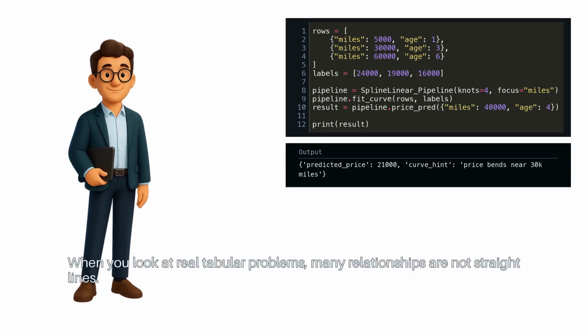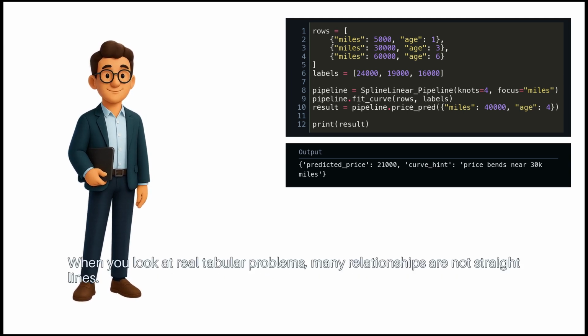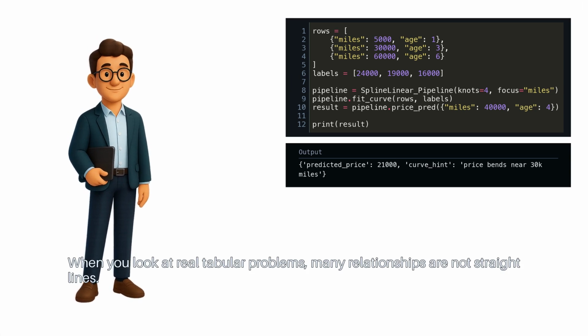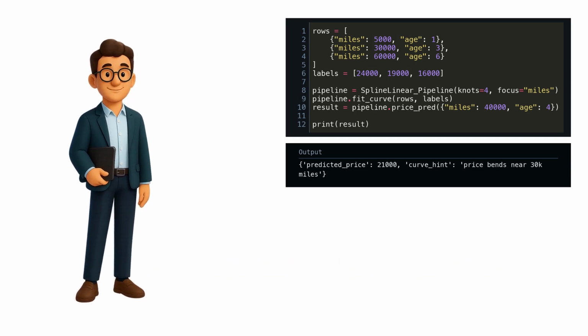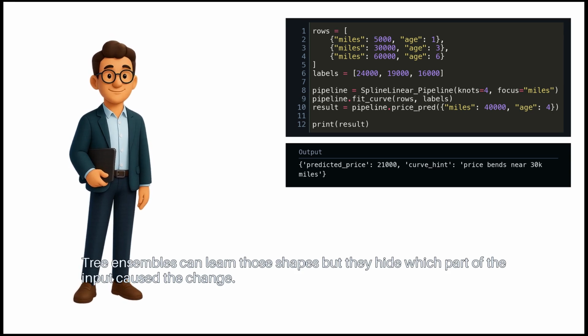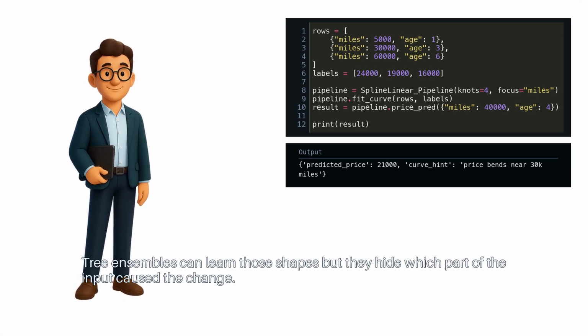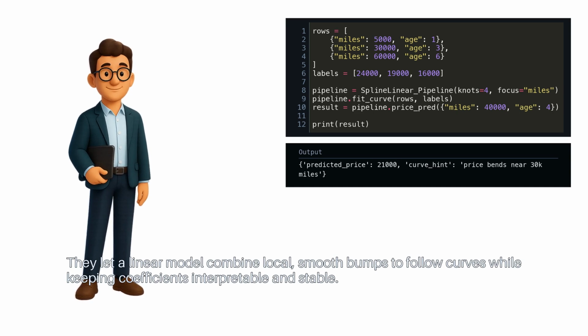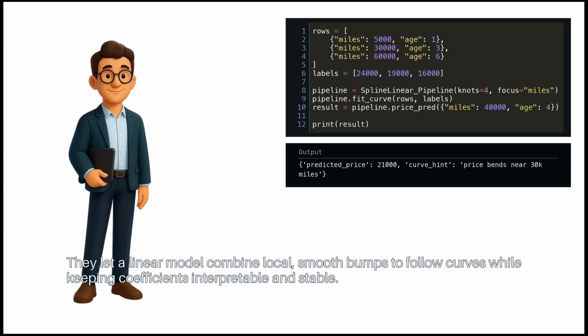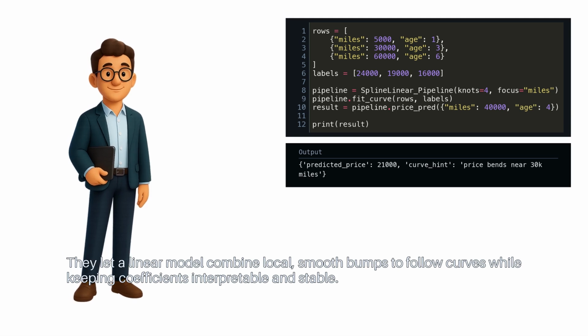When you look at real tabular problems, many relationships are not straight lines. A feature might influence the target in a gentle curve or in a few local bends. Tree ensembles can learn those shapes, but they hide which part of the input caused the change. Splines give you another option. They let a linear model combine local smooth bumps to follow curves while keeping coefficients interpretable and stable.